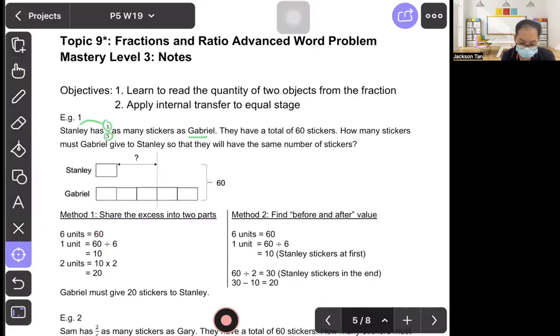Or another way is to use before and after. Take 60 divided by 6, 10. So because total 60 divided by 2, each of them must have 30 in the end. So 30 minus 10 means Stanley must receive 20 stickers.